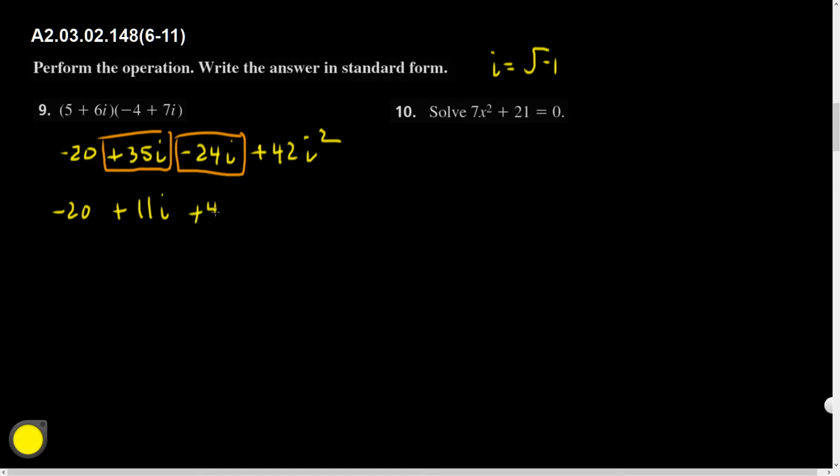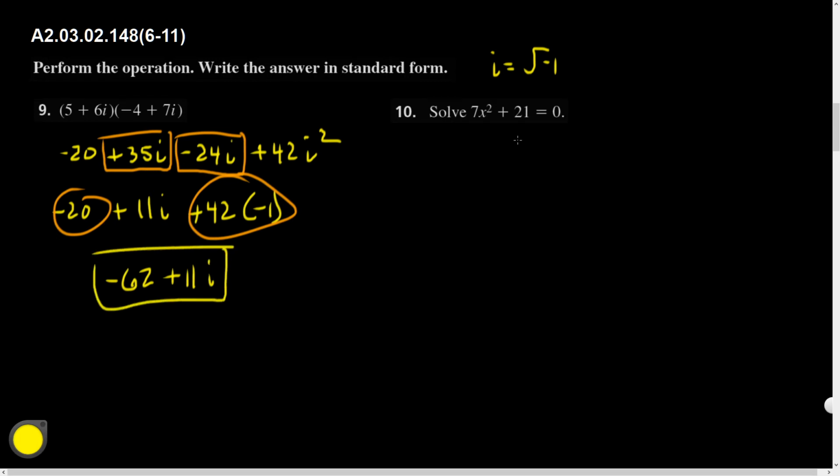Plus 42. And now i squared, if i is equal to the square root of negative 1, and then I square that value, I get plain old negative 1. Yeah, check that out. And then I can combine some like terms again. Negative 20 and negative 42 is going to combine to be negative 62 plus 11i.